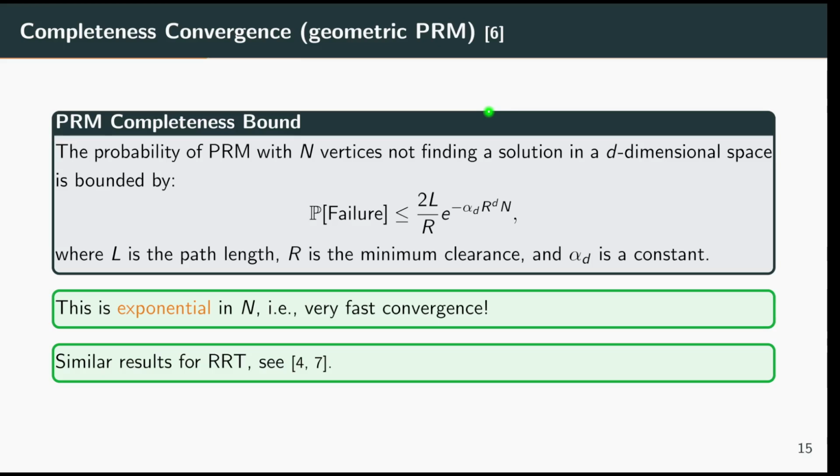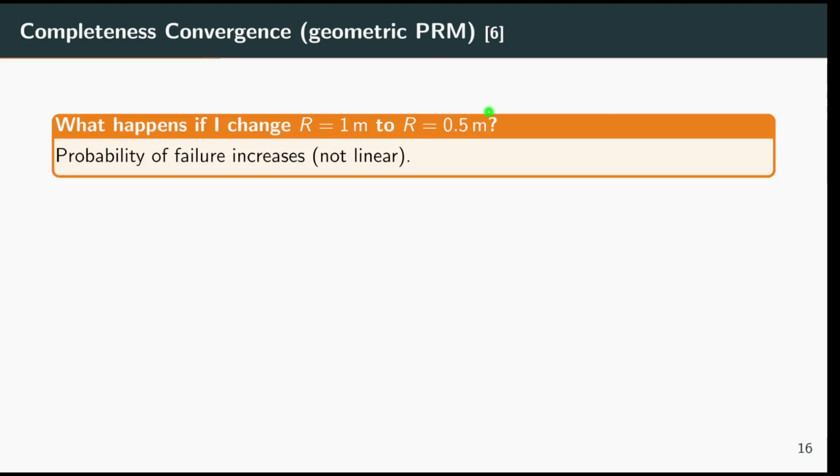And by how much? Is it linear or? Exactly. So that intuitively also makes sense, right? If you have a narrow passage, it's less robustly feasible, and the probability of failure increases. You have a question? Okay.